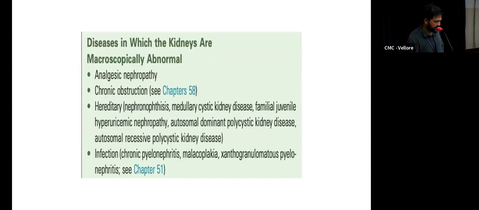So sometimes kidneys are macroscopically abnormal. Like I mentioned, they'll have bumpy contours, papillary calcifications, especially in analgesic nephropathy, chronic obstruction. So if it's an obstructive uropathy or a reflux nephropathy, which is causing grade 4 VUR or something that has secondarily caused damage to the kidneys, kidney size can be shrunken as opposed to the previous causes. And also in cases of AD-PKD and AR-PKD, and infections like chronic pyelonephritis, malakoplakia, xanthogranulomatous pyelonephritis.